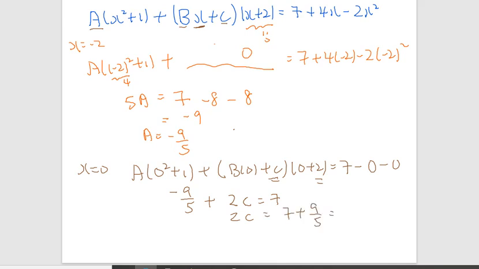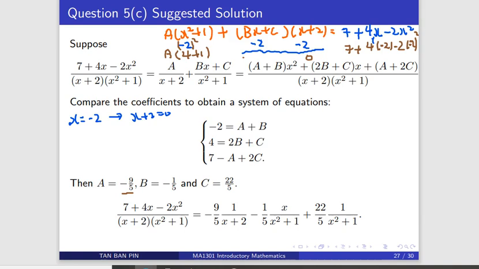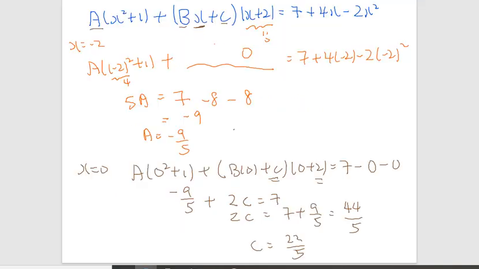You can work this out to give you 44 over 5, so c will be 22 over 5. Again, you can check your answer. C is 22 over 5, is correct. So after that, what number to choose?